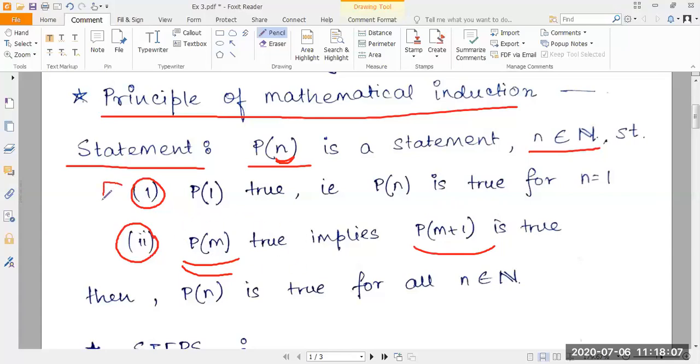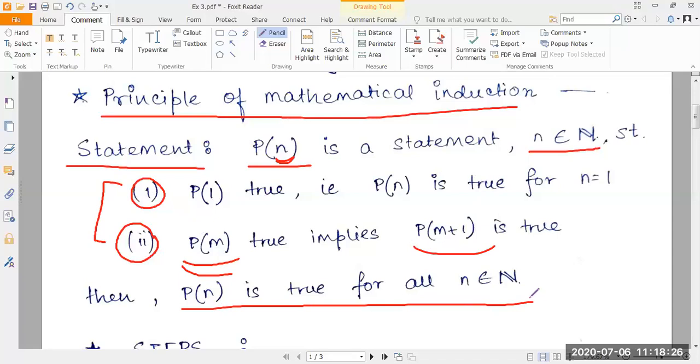If these two conditions hold, that is, if P1 is true, and under the assumption that Pm is true, we get that Pm plus 1 is automatically satisfied, then we say that Pn is true for all values of n.